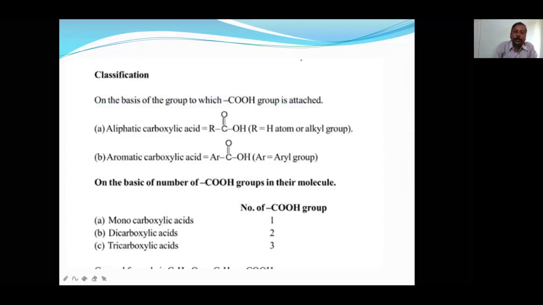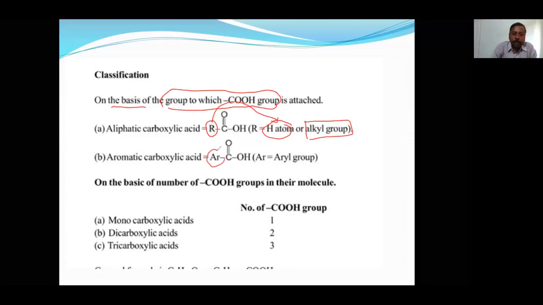Okay, next classification. In aldehyde and ketone we also did classification. Here again we are doing classification, but on the basis of what? Classification is on the basis of the group to which COOH is attached. Here R can be hydrogen, or it can be an alkyl group also.